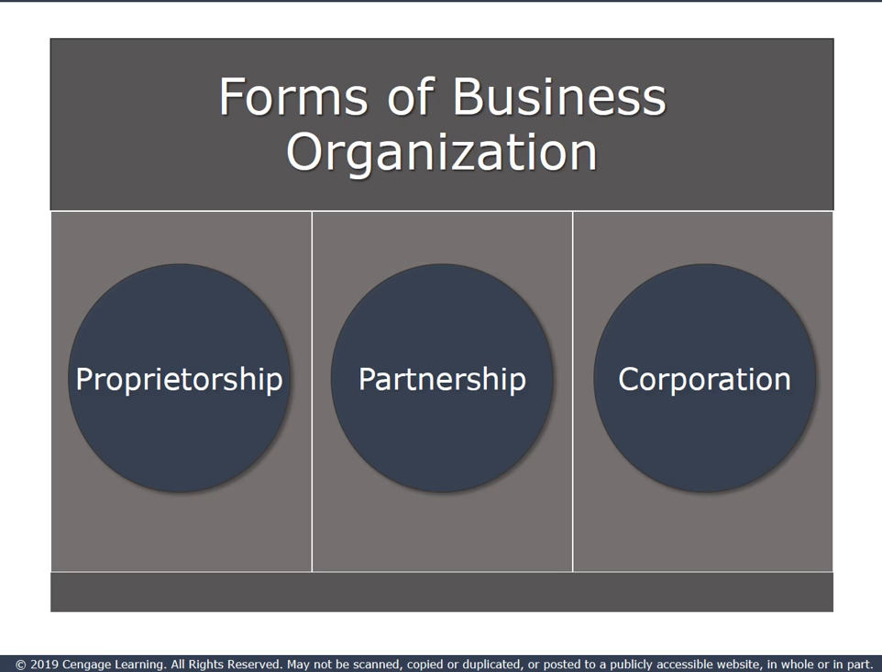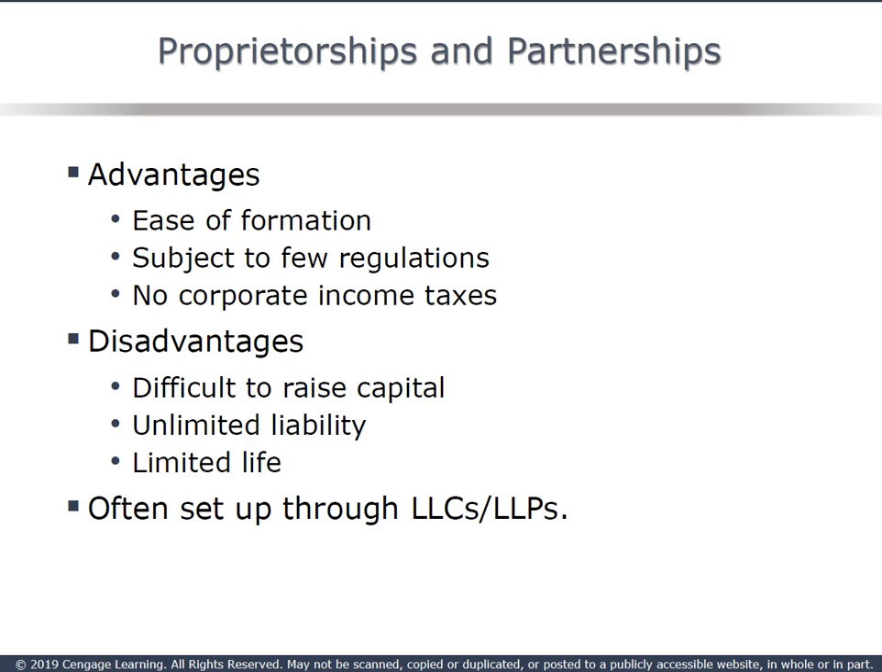Within the forms of the business, we have a proprietorship, a partnership, and a corporation. Most of what we'll be talking about in this class relates to the corporate form, and so that is where we will be spending most of our time. When we're talking about proprietorships and partnerships, there are advantages to those in that they're easy to form, there's fewer regulations, and there is no corporate income tax. It's all passed through to the actual owners.